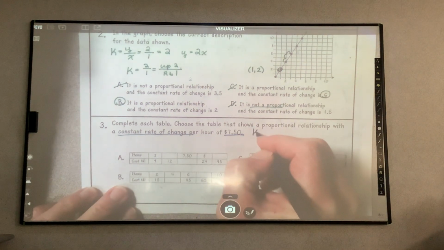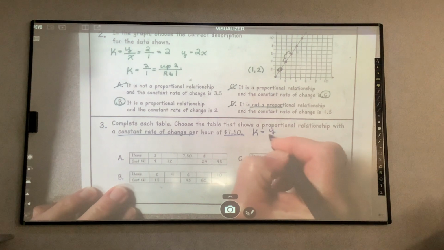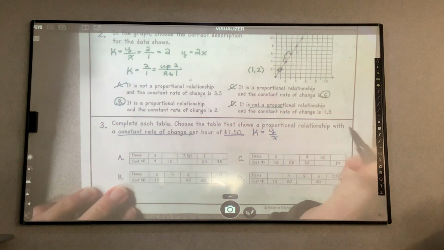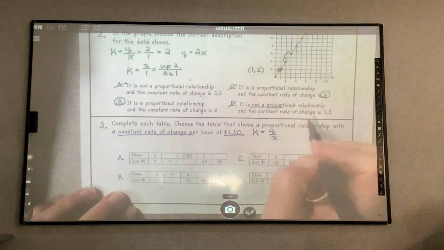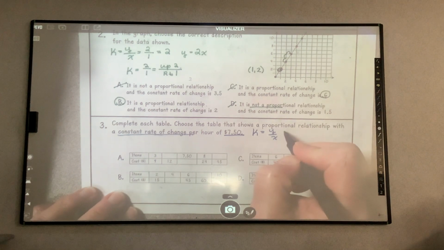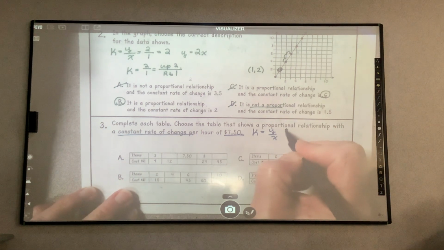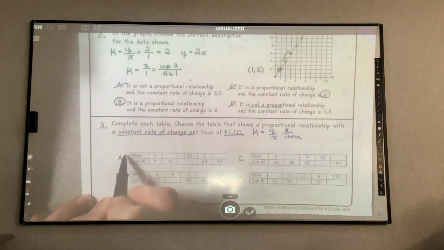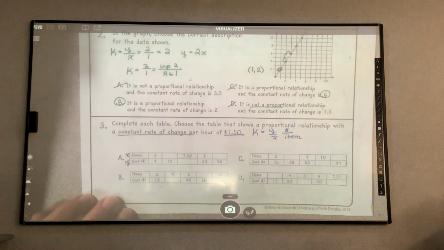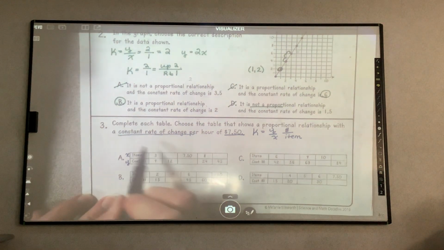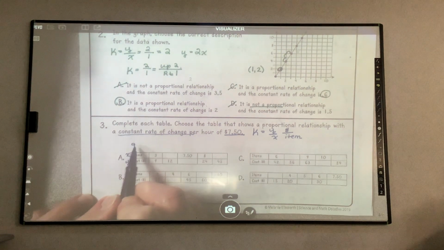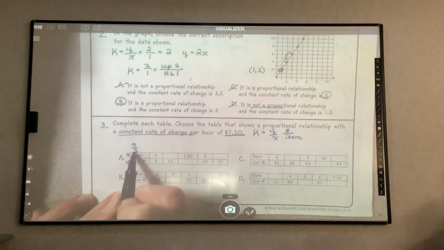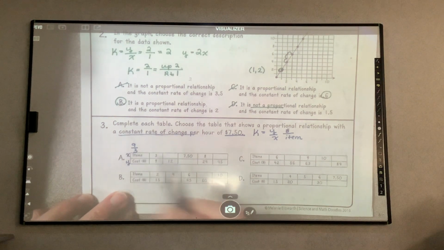Everybody rewrite constant equals Y over X. What's our label? What's Y? Cost. Per what? Item. I want you to label this X. This is your Y. So we've already done this in a lesson, right? So for this one, I go 9 over 3, right? What does that equal? 3.